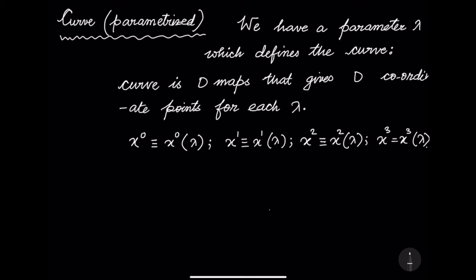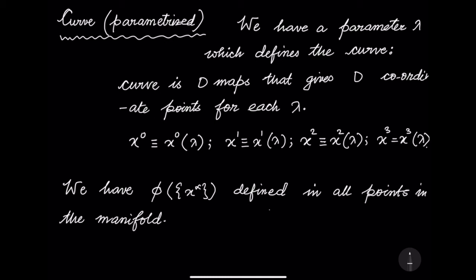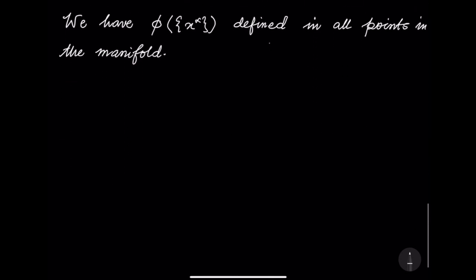Now let's say that we have a scalar field, phi scalar field, which is, remember, a function of all these coordinates. So once I have this map, the values of phi are defined in all points in the manifold, right? So we want to ask the question: how does phi change along the curve C? Change of phi along the curve.